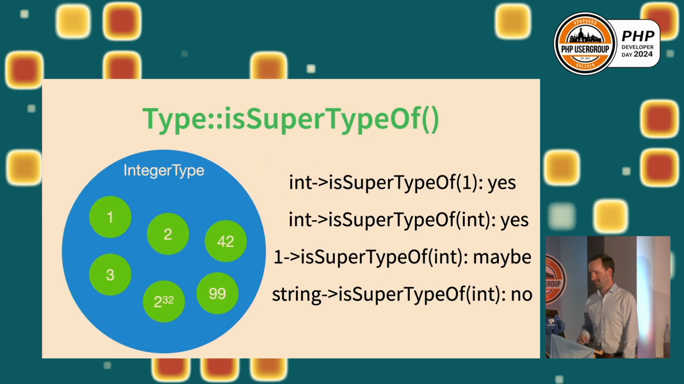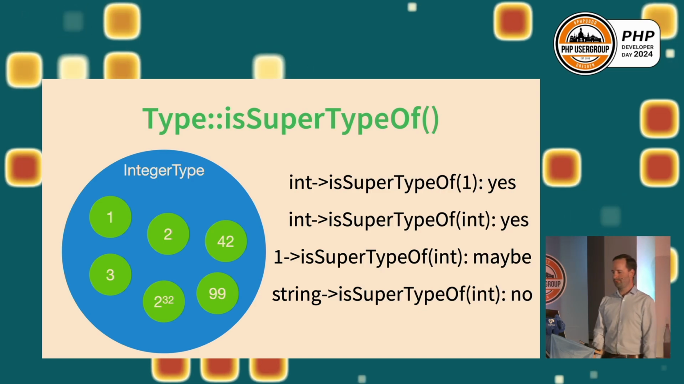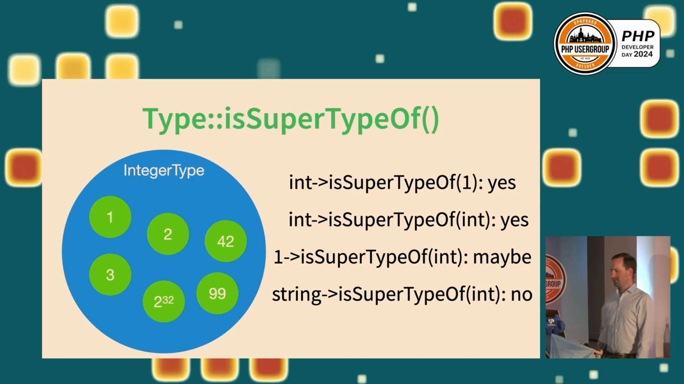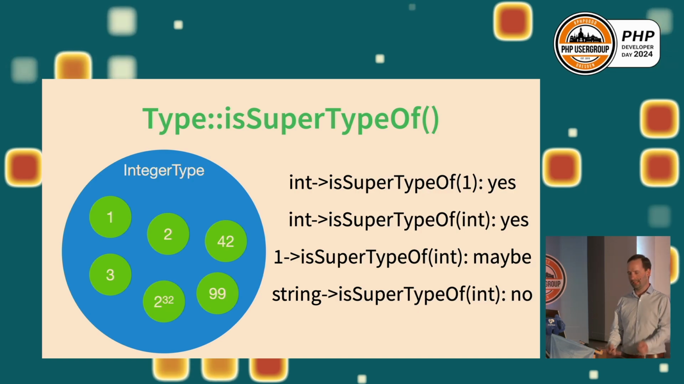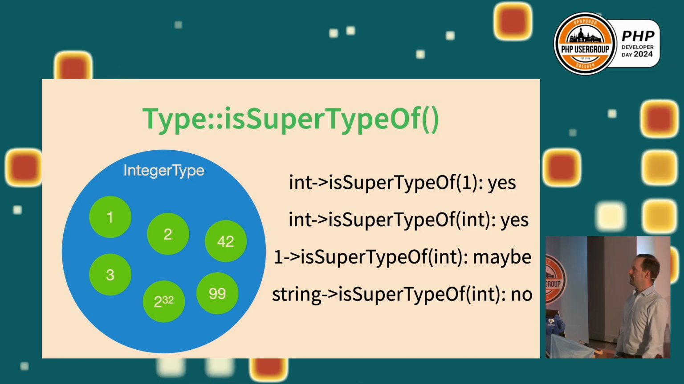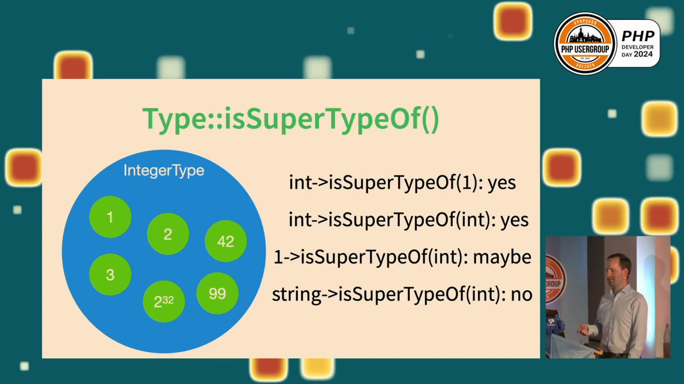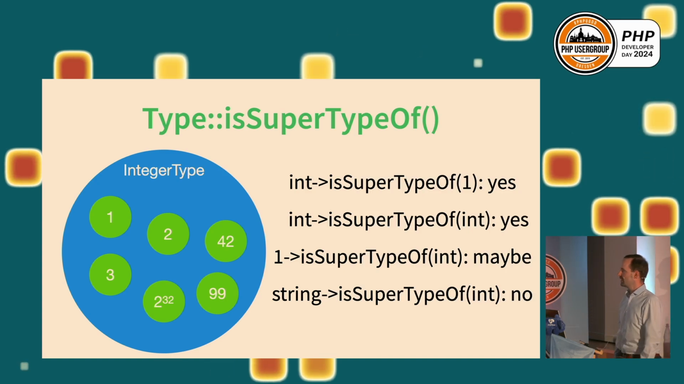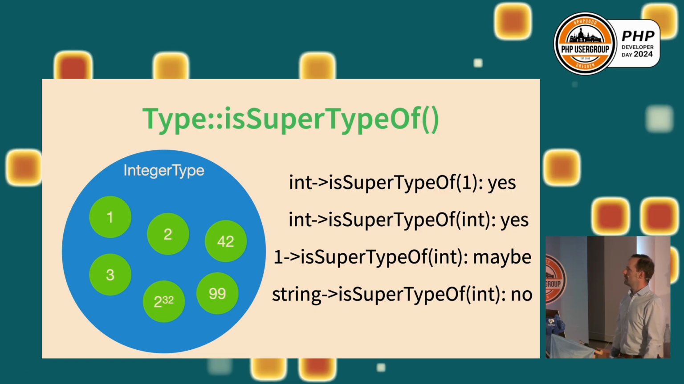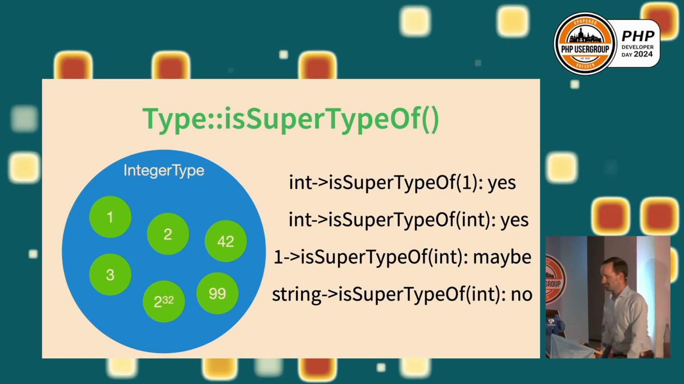So you can ask the same thing about integers, for example. So integer is a supertype of 1. Also, a type is a supertype of itself, because it's an overlapping circle, so it's also a yes. And if we ask, is 1 a supertype of integer? That's a maybe, because the integer might be 1, but it might be something else. And if we ask about a completely unrelated type, like a string, string is never a supertype of an integer.